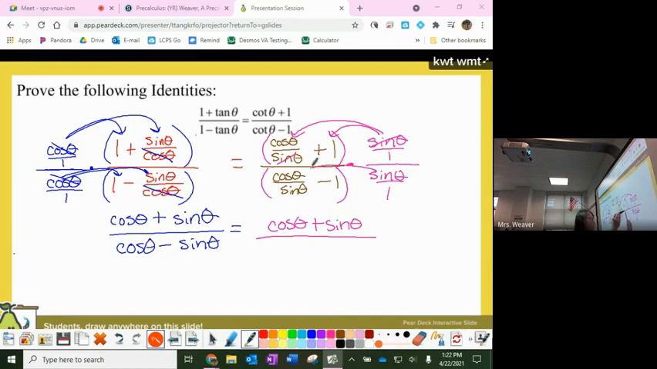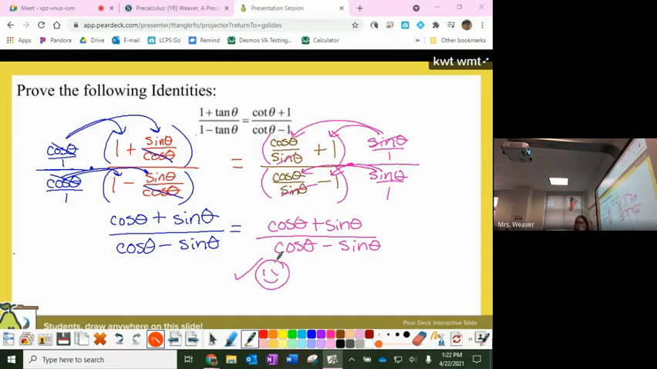When I distribute in the denominator, the sine theta on bottom cancels with the sine theta on top, and I'm left with cosine theta. When I distribute to the second term, -1 times sine theta is just negative sine theta. And when you compare, we did it. We got the two sides equal to each other.